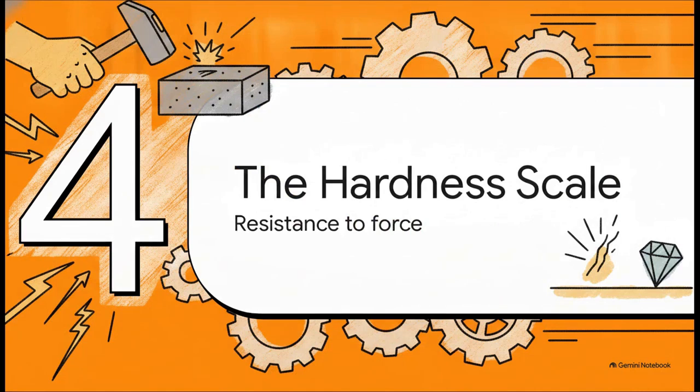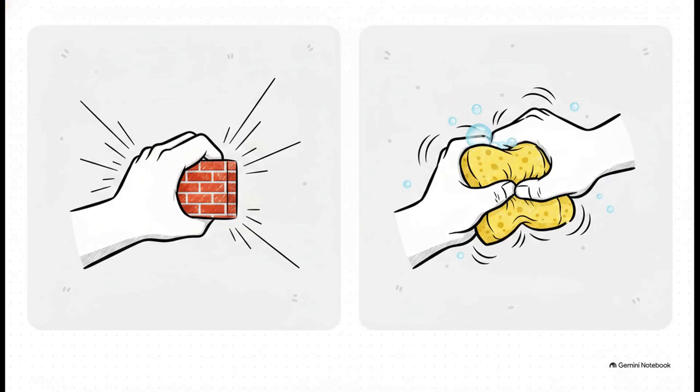That brings us to Section 4, the hardness scale. Since we know we can't just rely on looks alone, we have to ask, well, how do these materials react to physical force? Materials differ drastically in their resistance. Hard materials are those that strongly resist scratching and compression. You can't easily squish them or carve into them. Soft materials, on the other hand, can be compressed, bent, or scratched much, much more easily.